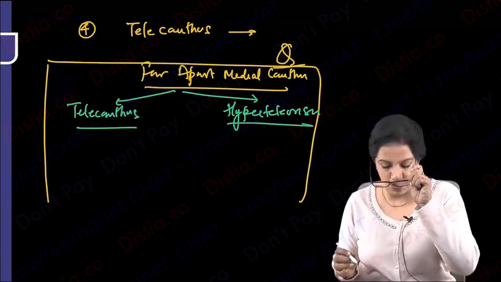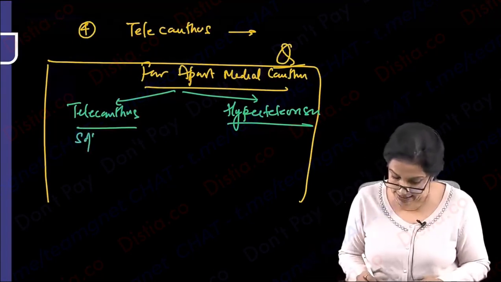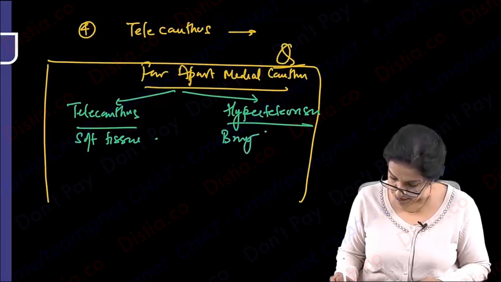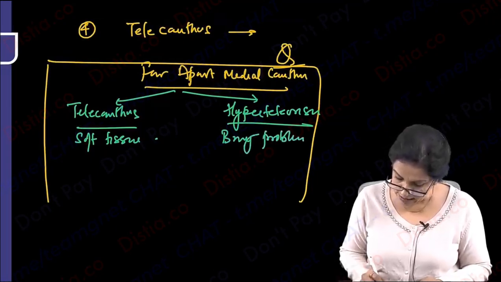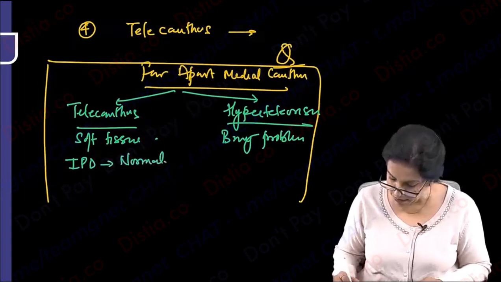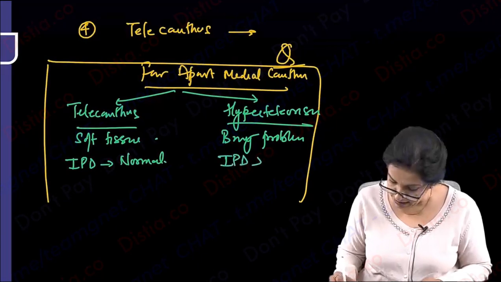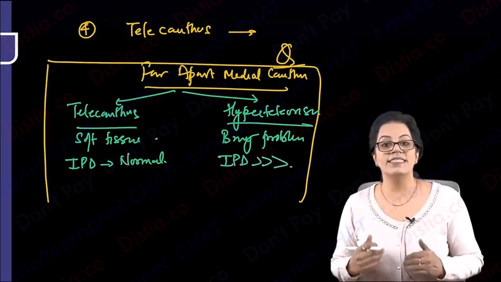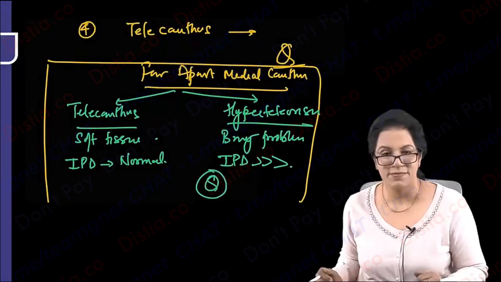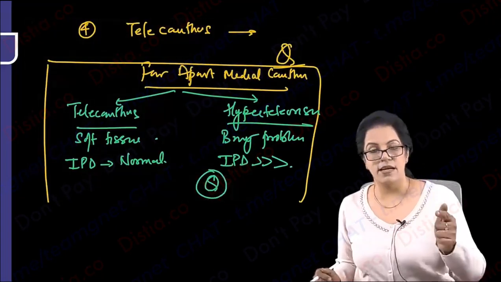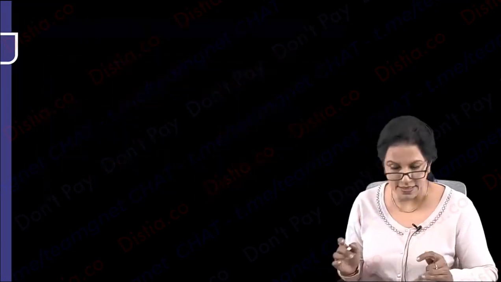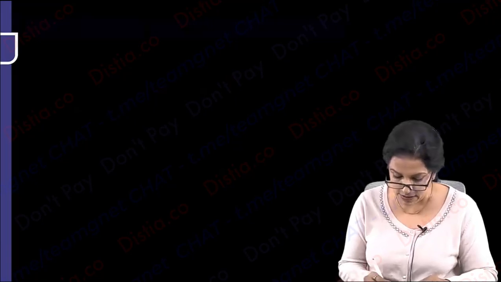So this is very important to know. Telecanthus is a soft tissue problem, whereas this is a bony problem. And therefore in telecanthus the interpupillary distance is normal, whereas in hypertelorism the interpupillary distance is increased. This is your exam question. What are you getting in blepharophimosis syndrome? We are getting telecanthus.